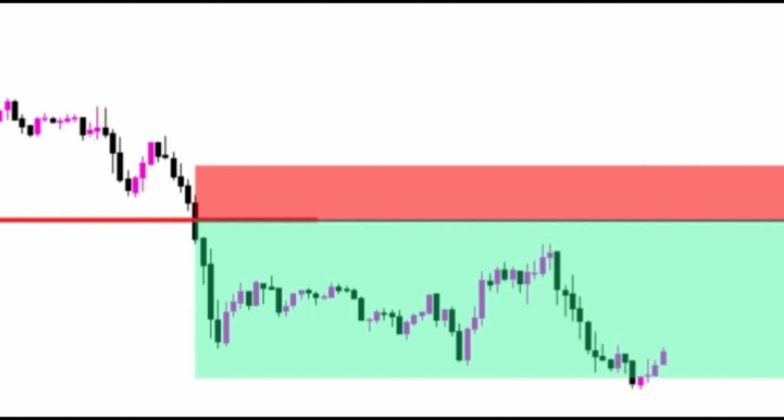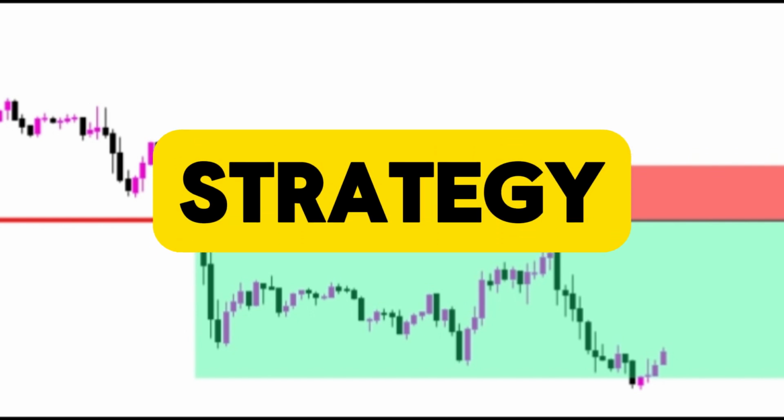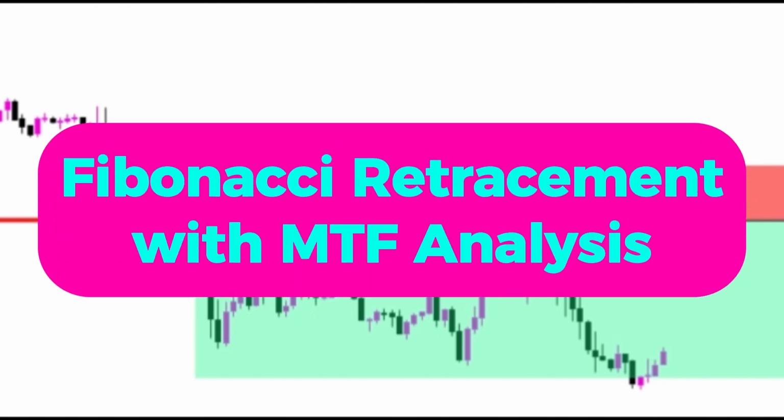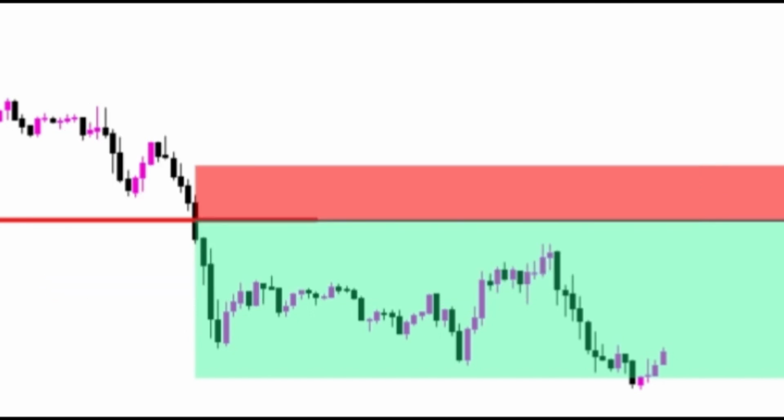Now that we have learnt about the breakouts, let us move on to the strategy which would help you in making a profitable trade in the market. So, in this strategy we would use the Fibonacci retracement along with price action. So, let us understand this strategy with an example.